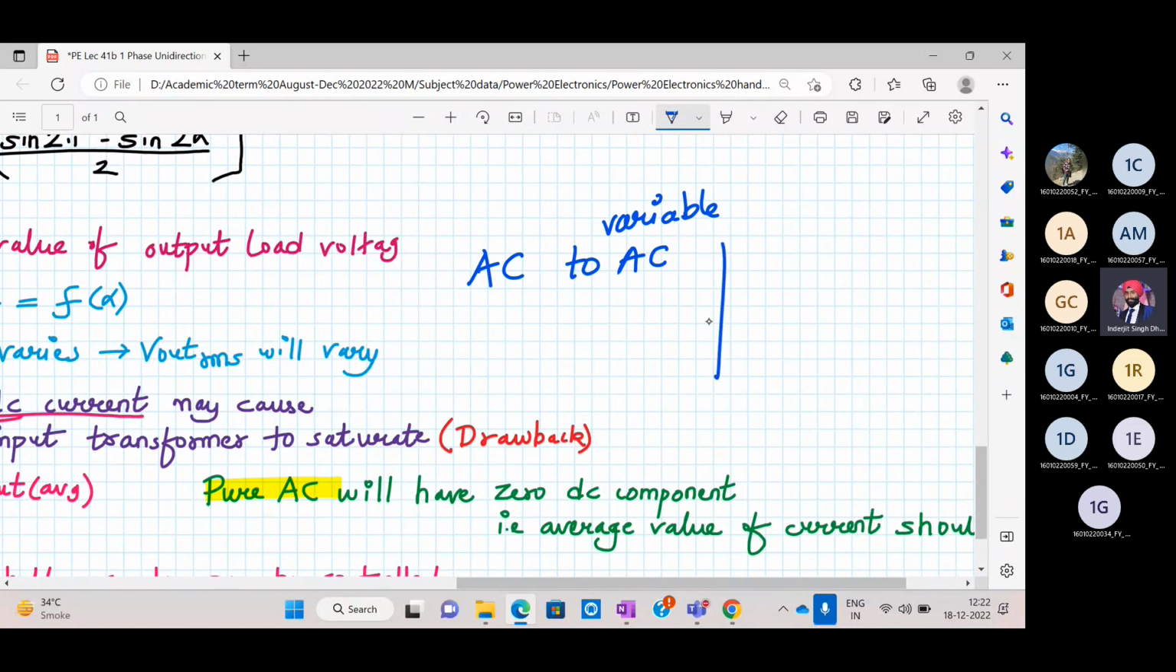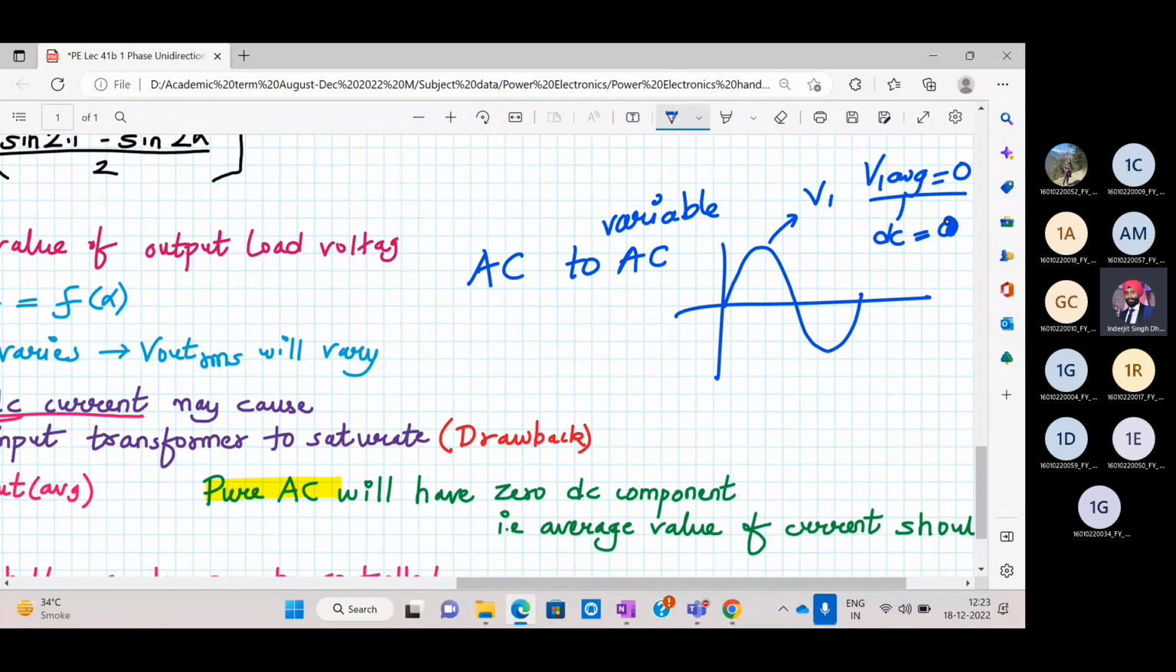So when do you call it an AC signal? When the average value of this AC signal is 0. Let's say this is V1. Whenever V1 average is equal to 0, that means V1 average is your DC component, right? Whenever the DC component is equal to 0, we can call it a pure sine wave.